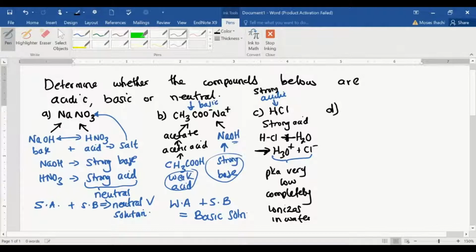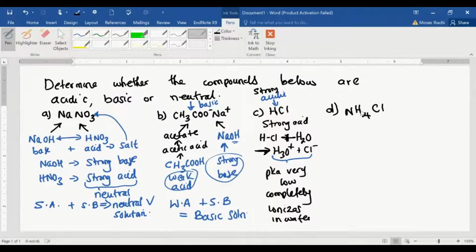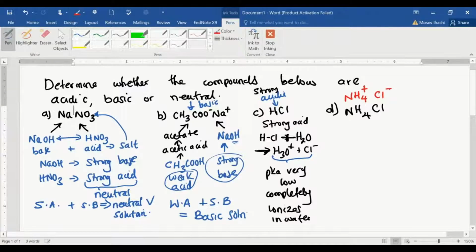So the other example that we need to determine if it's acidic, basic, or neutral is ammonium chloride. Again, to determine this, you have to break or decompose the molecule like we've been doing. So you have NH4 plus and you have Cl minus to give you this salt. Okay.